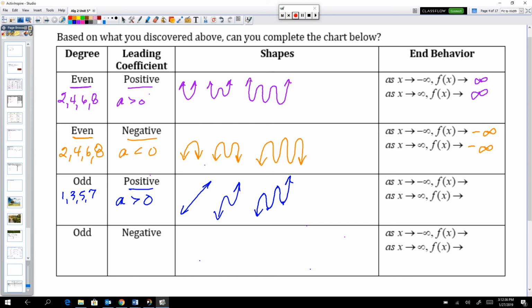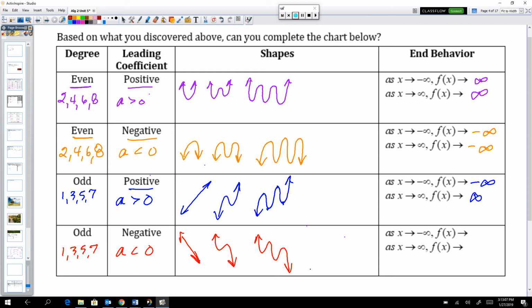What do we notice about the ends for an odd degree and a positive leading coefficient? We are down on the left and up on the right. Let's take a look at odd degree with negative leading coefficient. So 1, 3, 5, 7, any of those degrees with a negative leading coefficient. The front number is a negative number. Looks like this. Here's a negative line, a negative cubic.